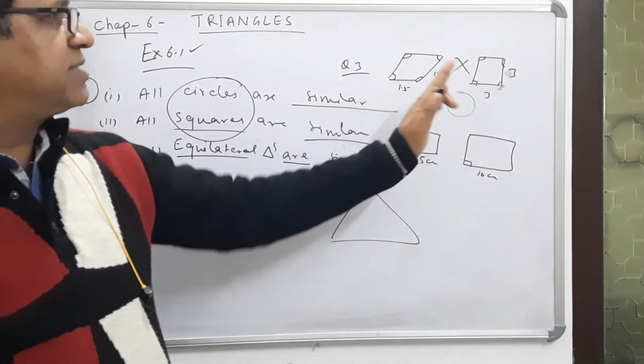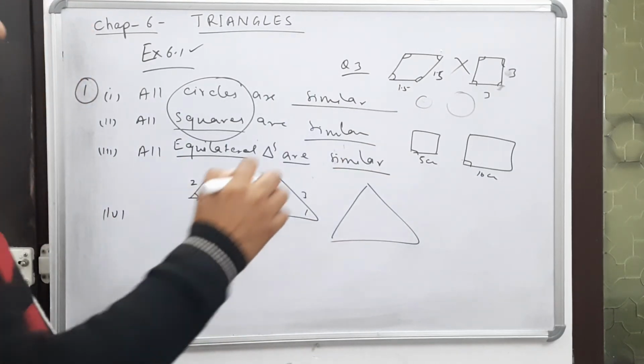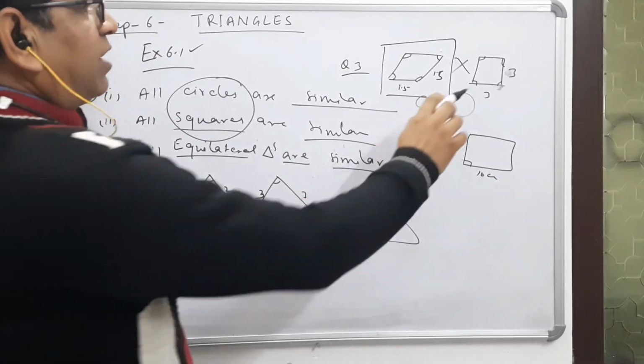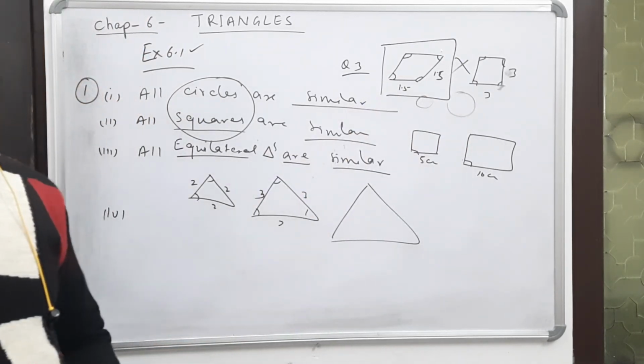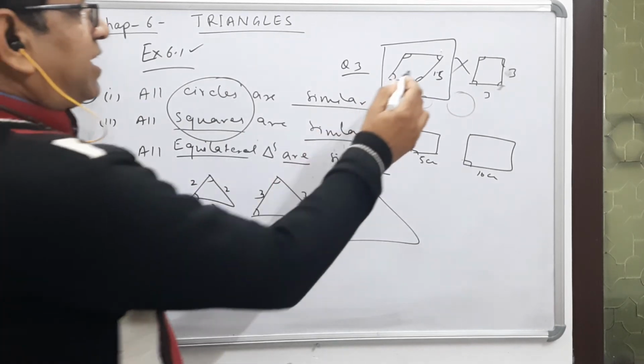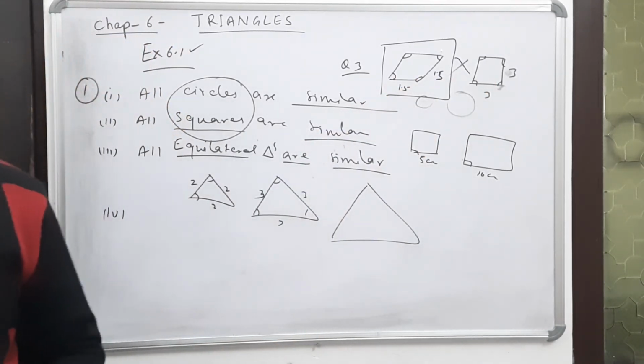You can visualize them with the help of a diagram only, that if we get the photocopy of this figure, we will not get such type of figure in the photocopy, if we increase also and if we reduce also. So we say that these two figures are not similar.